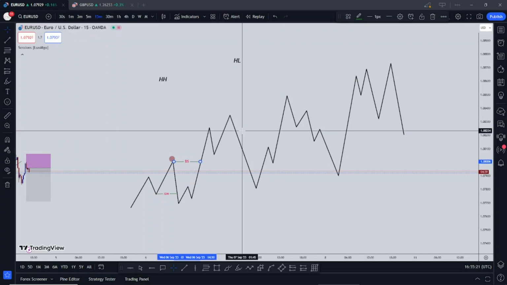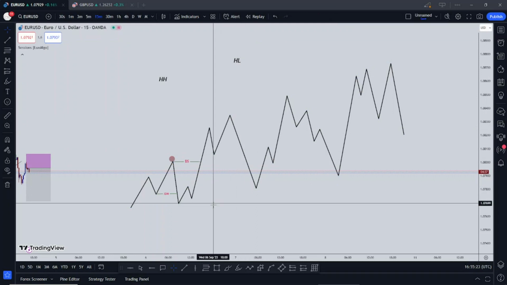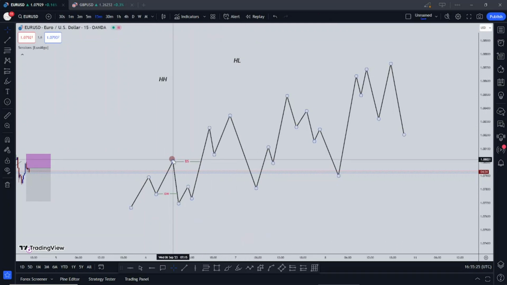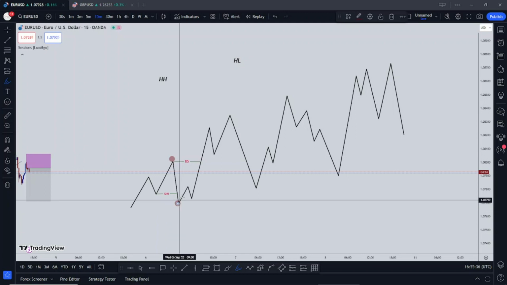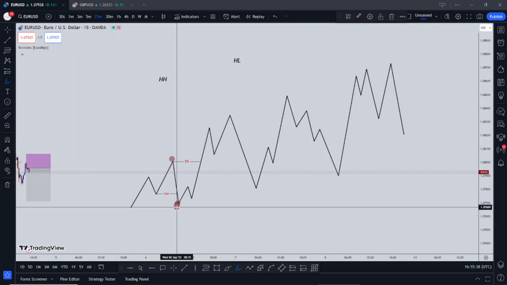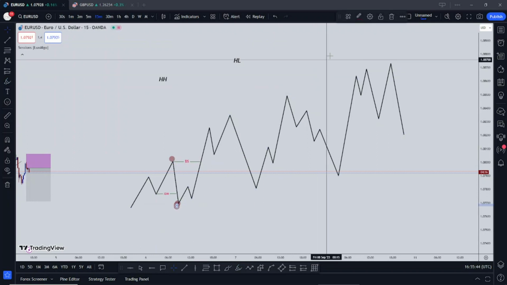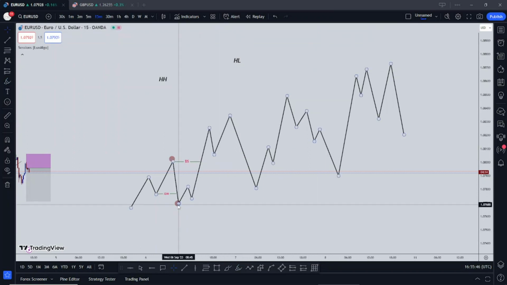Let's move on to the same scenario. Now that it has broken this higher high, we look for the lowest point the market moved to before breaking the higher high, and we call it a higher low. So the low here is called a higher low. Guys, this is not anything so difficult. Try to understand this.